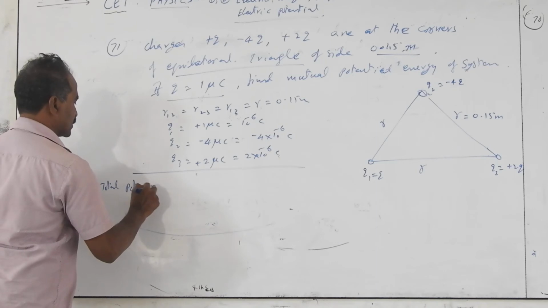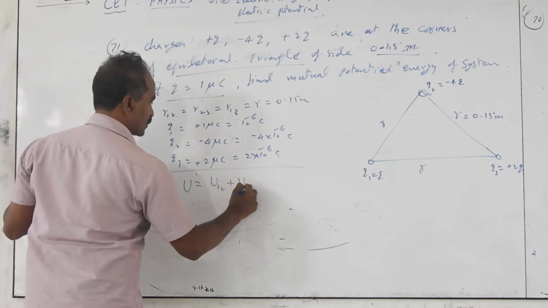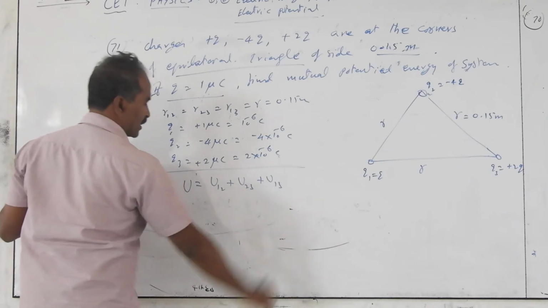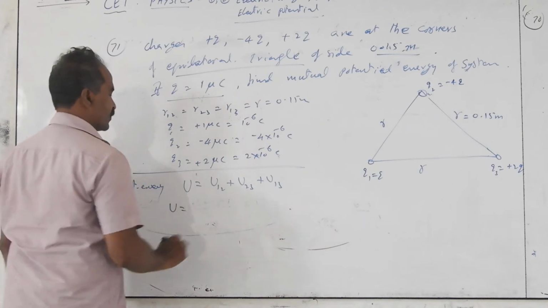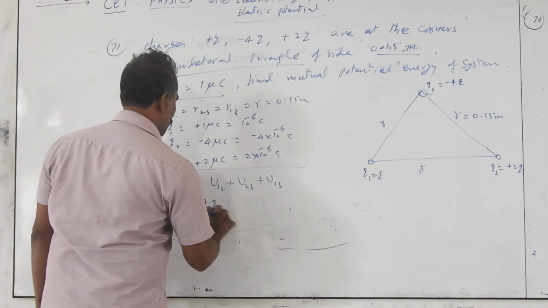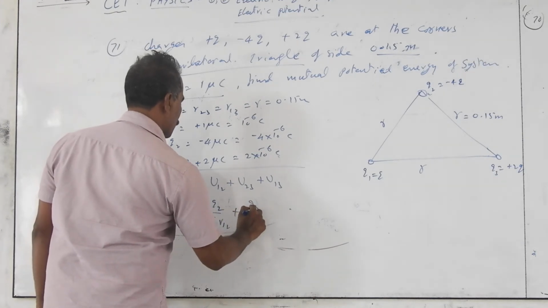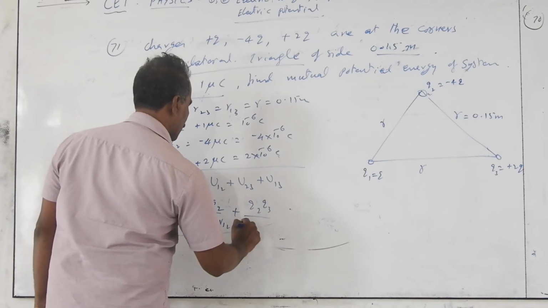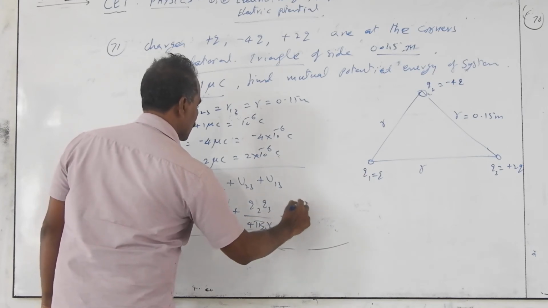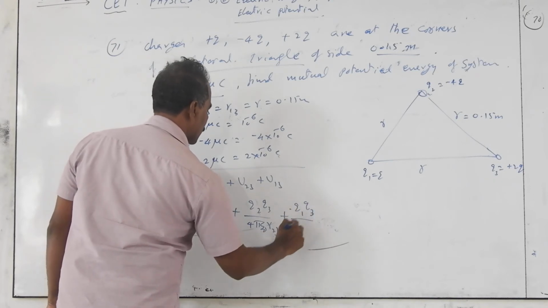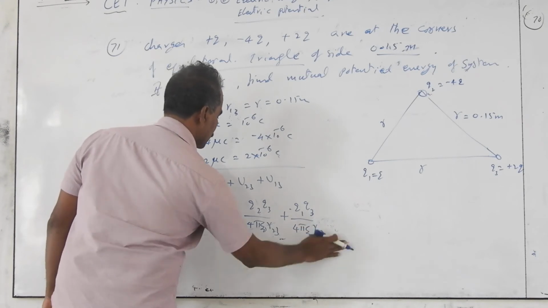potential energy. This is nothing but the mutual potential energy. U equals U12 plus U23 plus U13. Order is not compulsory; you can take U12, U13, etc. U equals, what is U12? Q1 Q2 by 4 pi epsilon R12 plus Q2 Q3 by 4 pi epsilon into R23 plus Q1 Q3 by 4 pi epsilon into R13.